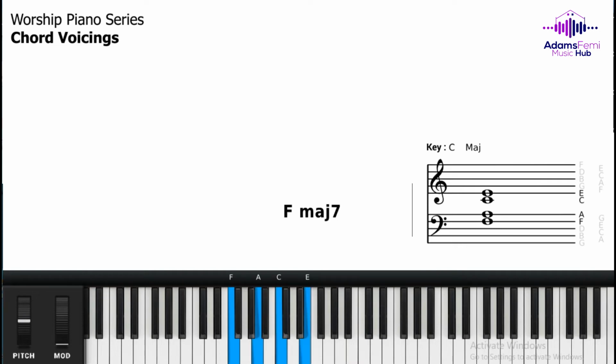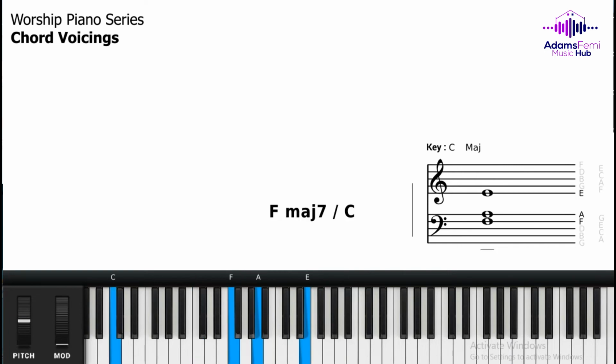If you are familiar with drop two voicings, I would say it's the opposite of drop two voicings. In drop two voicings, you're dropping the second highest note in a chord to the left by an octave. But in this case, we're dropping the second lowest note to the right by an octave. So if I applied drop two voicings to my F major chord, I'd drop the second highest note, which is C, to the left by an octave. So this becomes my drop two voicing.